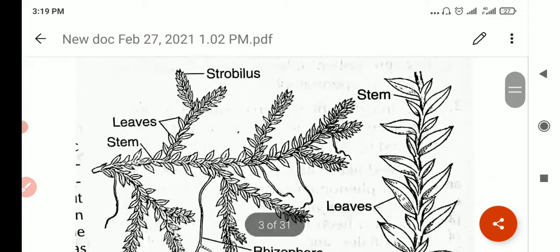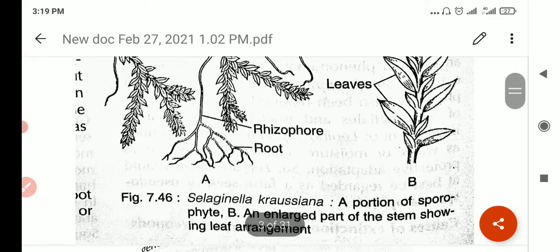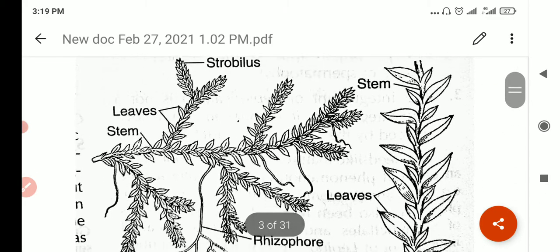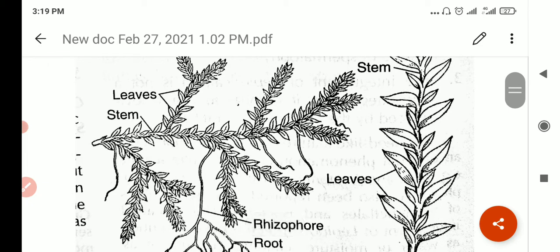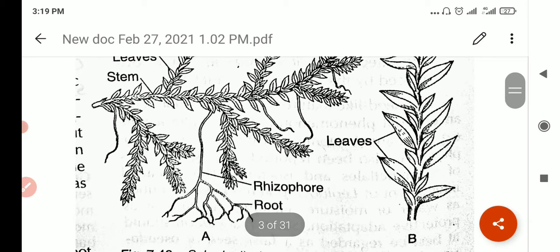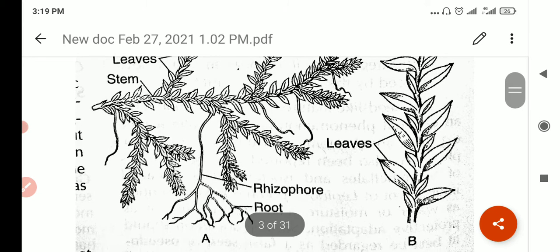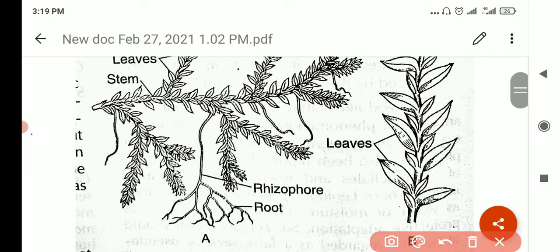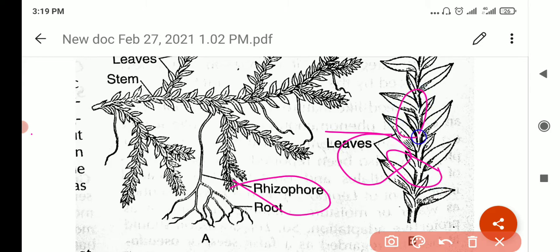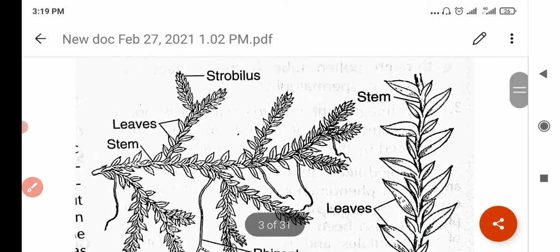No picture? Okay, here. You can see this one. It is flat, prostrate. You can see the two types of leaves. It has a root known as a rhizophore. It has some big leaves. There you can see small leaves. Those are the small ones. And then you have some big leaves. All right. Let us continue.